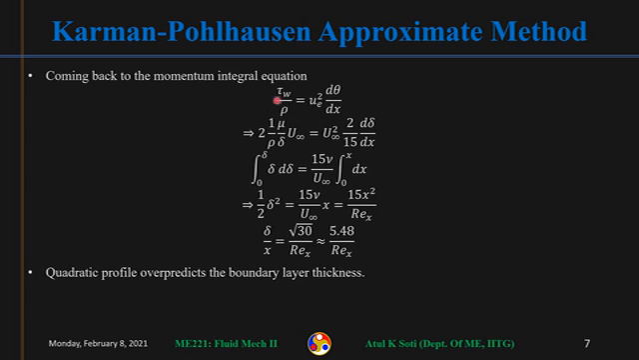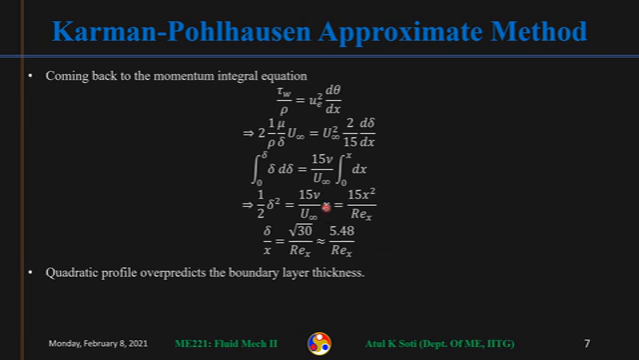The momentum integral equation says tau wall upon rho is equal to u square d theta by dx. Tau wall is this, 2 mu by delta into u infinity, and theta was 2 by 15 delta. So the only difference is that the coefficients will be different. The rest of the things are the same as compared to the linear case. Eventually you will get delta by x is equal to square root of 30. In the linear case it was square root of 12. So delta by x will be approximately 5.48 by square root of Rex.